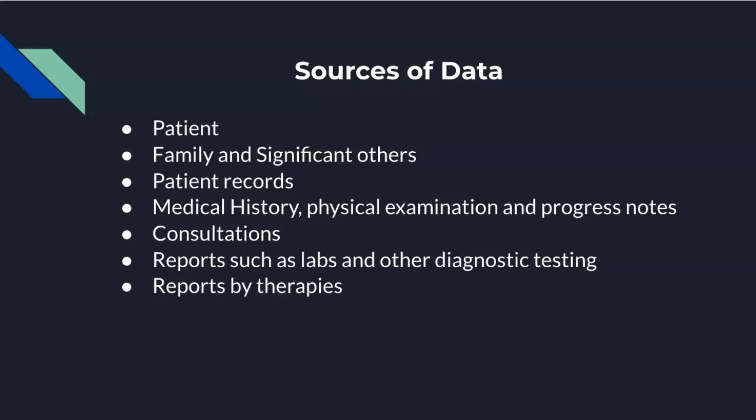Second is family, significant other, close friends, things like that. They can be a helpful source of data. This is especially true if the patient is a child or is incapable of communicating or able to provide data, or they aren't able to provide data for whatever reason. Maybe they are an elderly patient with Alzheimer's and things like that.